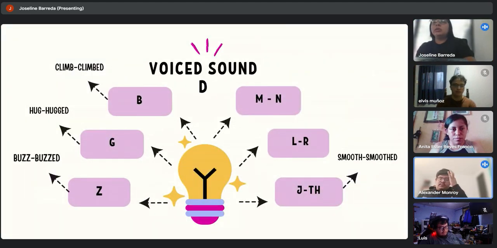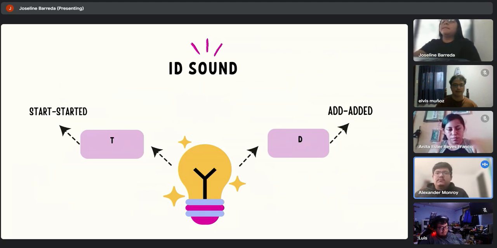And the voiced final sound is with D, with the consonants B, G, Z, M, N, L, R, J, and V. Some examples are climb, climbed, hook, hooked, bus, bused, smooth, smoothed. And the last rule is the ID sound, with only two consonants, T and D. The first examples are start, started, add, added.